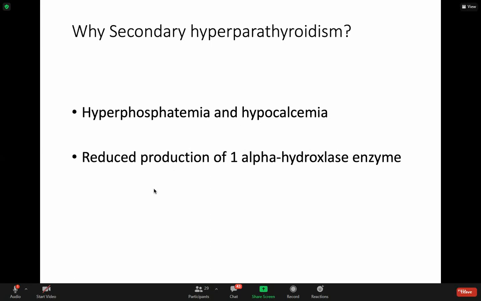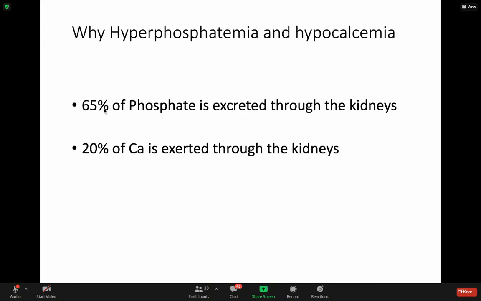What happens in advanced kidney disease is I have hypocalcemia and hyperphosphatemia, and I have reduced production of 1-alpha hydroxylase enzyme. The 1-alpha hydroxylase enzyme is responsible for converting vitamin D from the inactive form to the active form. So if I don't have this enzyme because of the poor kidney function, that would affect the calcium absorption. So that's one of the reasons why I have hypocalcemia, right? Number one. Number two, why do I have hyperphosphatemia? Why do I have high phosphorus? I have high phosphorus because 65% of the phosphate is excreted through the kidney.